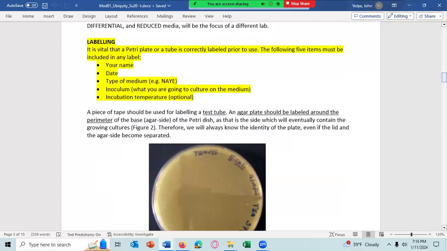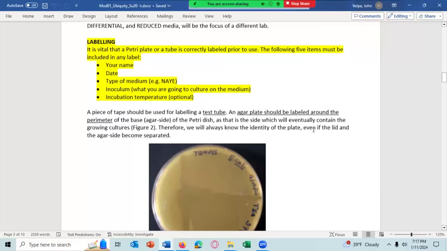Whenever you're growing something in the microbiology lab, you have to have appropriate labeling. The Petri dish or the tube should be correctly labeled prior to use with the following 4 or 5 items. You must put your name, the date, the type of medium it is, like NA for nutrient agar with yeast extract, the inoculum, what you're going to grow on the culture media, and that could be something like E. coli. If it's something you don't know entirely what it is, just write how you got it. Like if you're growing organisms that you got from opening the plate and exposing it to air, just put air exposure. And then the incubation temperature is optional. You may or you may not add that.